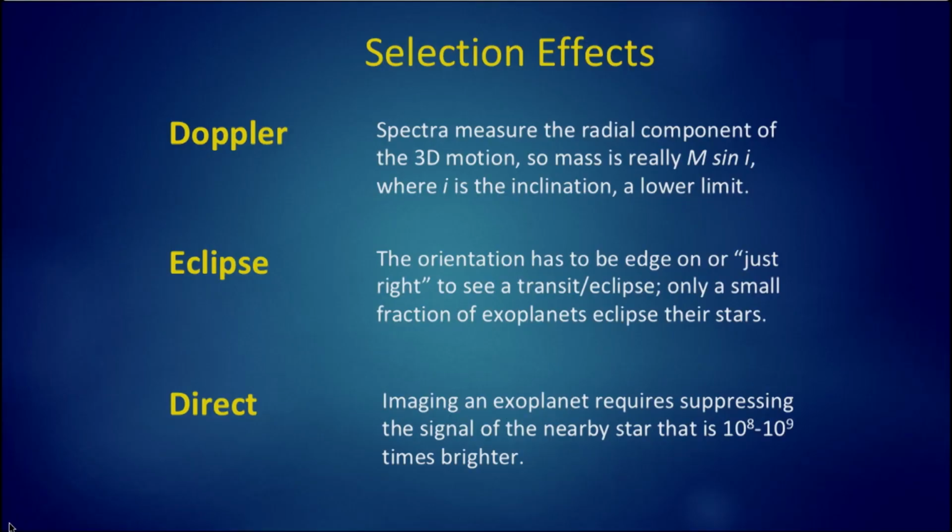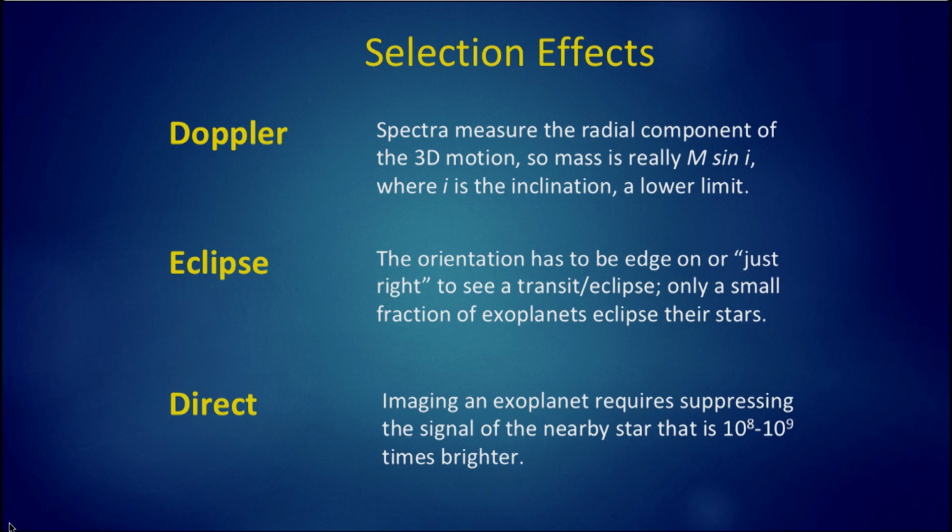Other selection effects, of course, are associated with the methods themselves and their limitations. The Doppler method measures the radial component of what's a 3-dimensional space motion. So instead of measuring mass exactly, it measures the product of mass and the sine of the inclination angle. And the inclination angle is unknown.